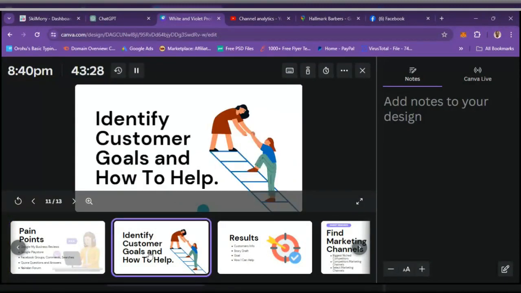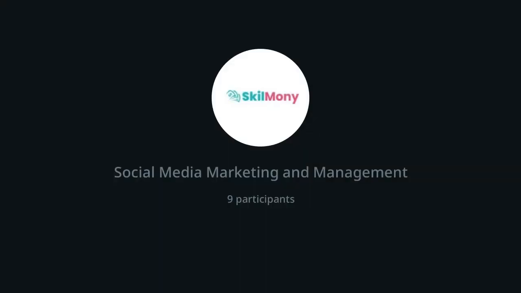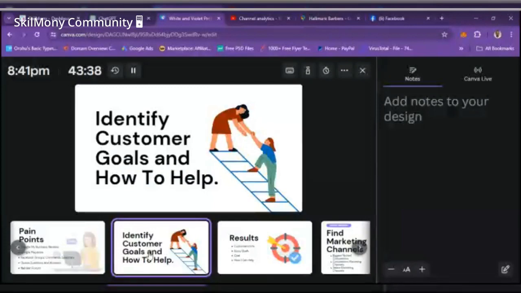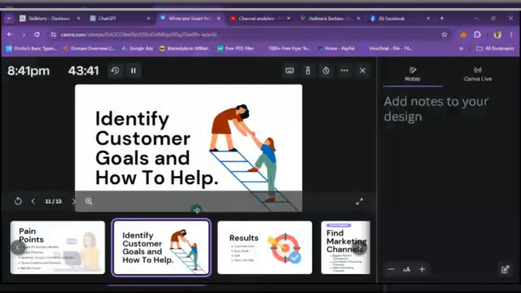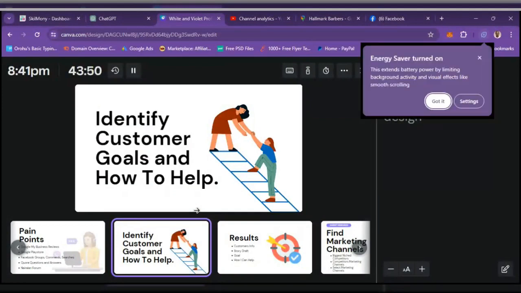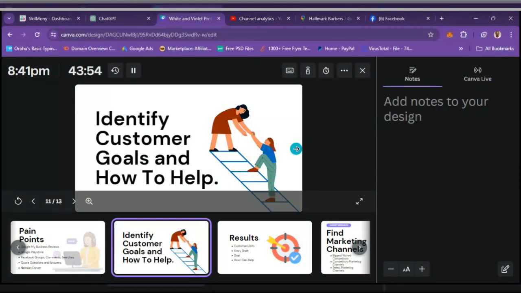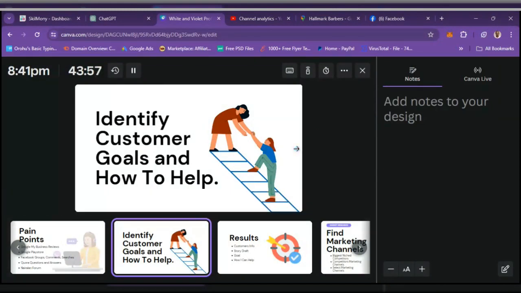Then the next thing is what? Identify customers' goals and how to help them, right? How do you identify a customer? How do you identify their goals and how do you help them? Now, through the pain points that you have gathered from the previous research, you know what they really want. So you can create a question or a survey to know one or two things about that, so that you can create how you can help. So how do you help? From their pain point, you can come up with a way to address that.